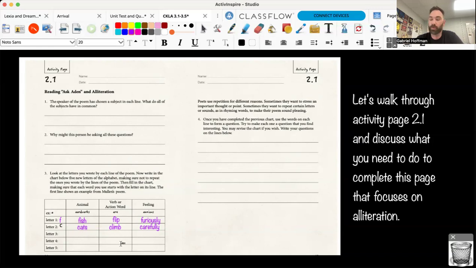So you can either do 3 more by yourself or you can do 5 on your own, picking your own letters with animals, verbs, and feelings. Remember, verbs are an action word. Make sure that second column is an action word. Flip is an action word. Climb is an action word. After you finish that, we're going to move on and read another poem.